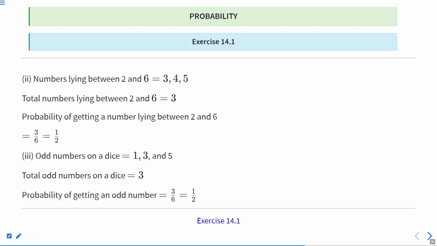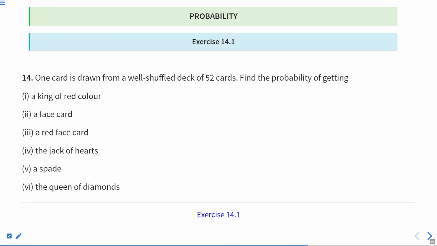Now let us find the probability of getting an odd number. Here odd numbers on a die are 1, 3, and 5. So the total numbers on a die favorable to the event of getting an odd number is 3. So probability of getting an odd number is equal to 3 by 6, and this is equal to 1 by 2. So now let us see question number 14.